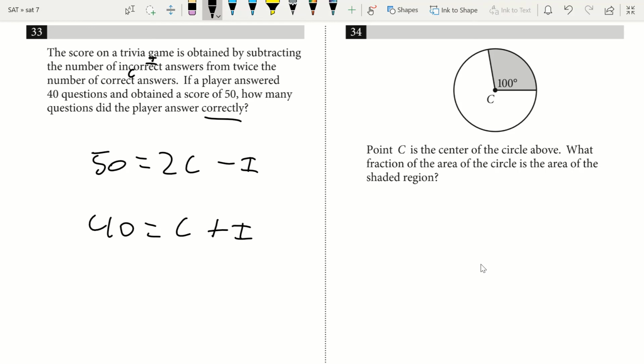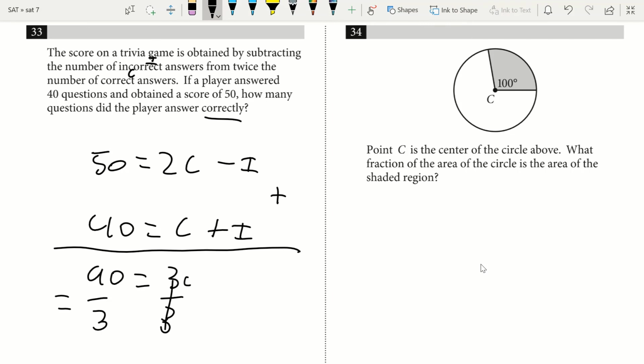I have a negative I and a plus I here, so I know if I add my equations, I can get rid of my I and solve for C immediately. So negative I plus I gives me 0. 50 plus 40 gives me 90. 2C plus C gives me 3C. So now I divide each side by 3. I get 90 over 3 equals C, which is equal to 30. So I know my number of correct answers is going to be 30.